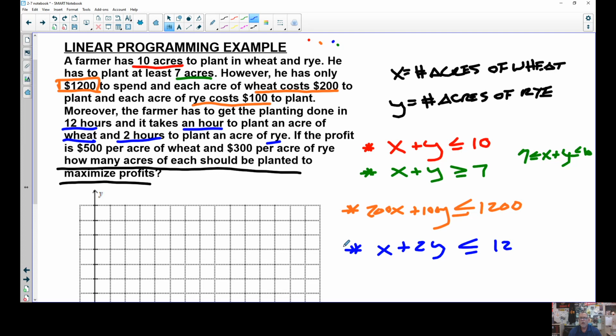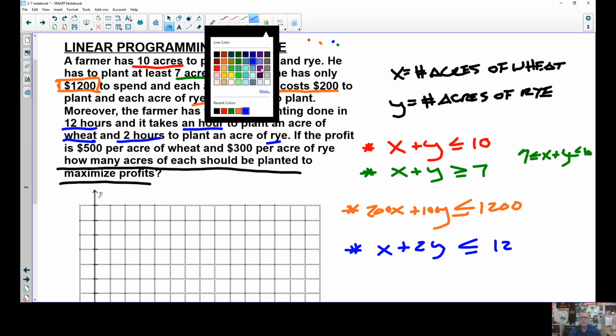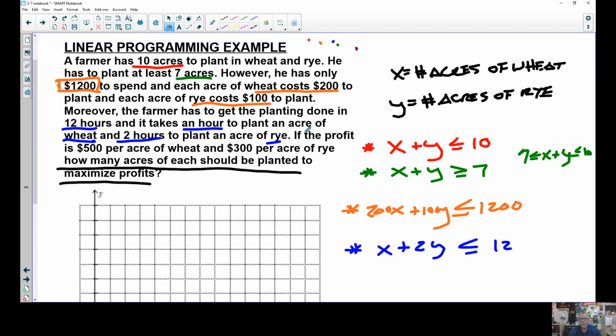Okay, so change colors again. And let's see what we got. If the profit is $500 per acre of wheat and $300 per acre of rye, how many acres of each should be planted to maximize profits? All right, so now we're talking about profit. Profit is 500 per acre for wheat, 300 per acre for rye, and we've got our f of xy. Our f of xy will be equal to 500x plus 300y. And I think I'm done.